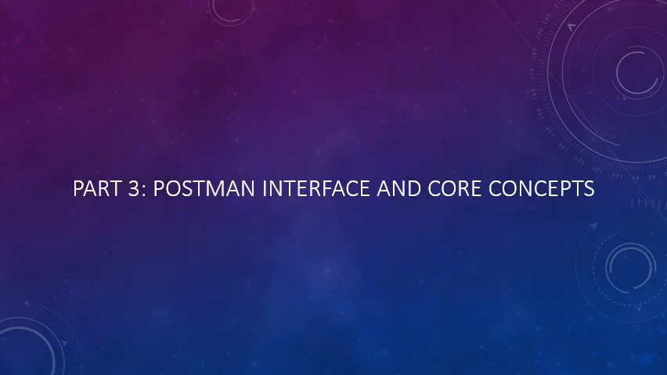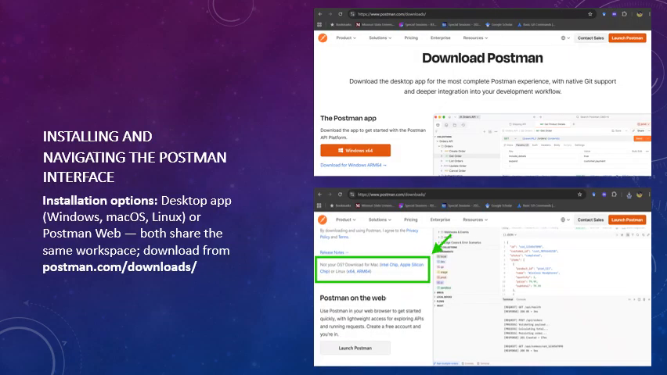Moving on to part 3, Postman interface and core concepts. So now that we've briefly discussed what API testing is, let's move into Postman itself. Postman is very easy to download and install. It can be downloaded from the URL mentioned here, postman.com/downloads. It is also available for Mac and Linux operating systems.